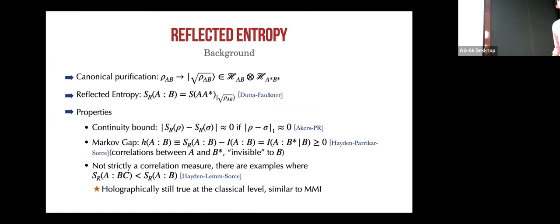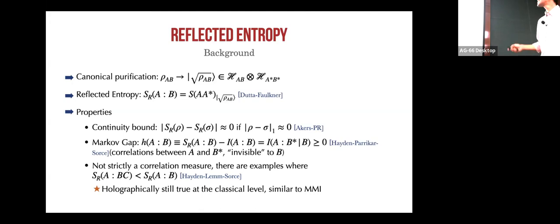Sorry, you said it right. Yeah. This one, the one on the left? Oh, this is the mutual information. The mutual information is a linear combination of entropies. It's just entropy of A plus entropy of B minus entropy of AB. I didn't really say invisible in some precise sense. Yeah, this is just a heuristic way of understanding it. This is just some linear combination of entropies.